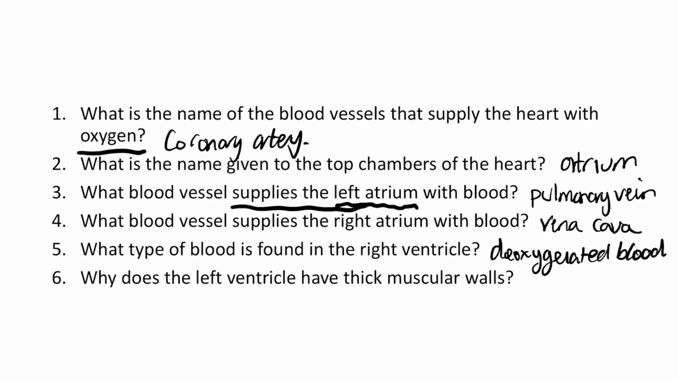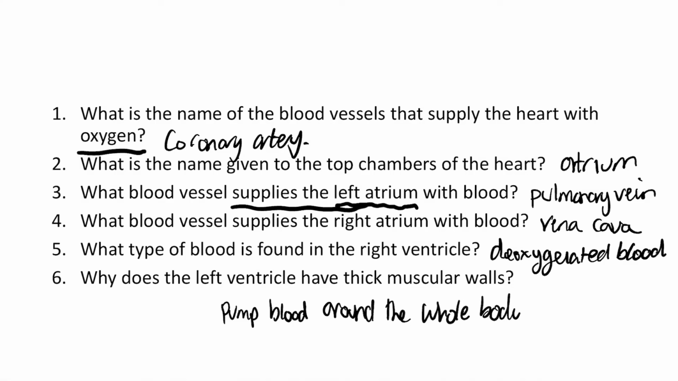And finally, why does the left ventricle have thick muscular walls compared to the right? Well, that is because it's got to pump blood around the whole body. So it needs to do this at high pressure, and therefore the thick muscular walls protect the heart when pumping at a really high pressure.